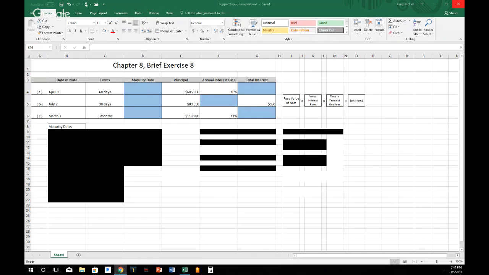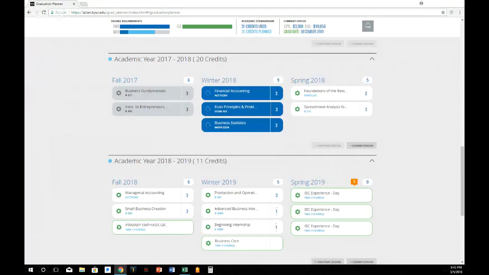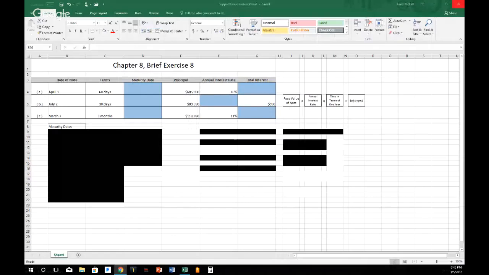Hello, everybody. So I am going to be going over Chapter 8, Brief Exercise 8. With this, it gives us the data for three promissory notes, and it asks us to determine the missing amounts. So I kind of just re-put it on the Excel. The blue squares are the places that we need to fill in. So to start with, we'll figure out the maturity date for each of the notes.